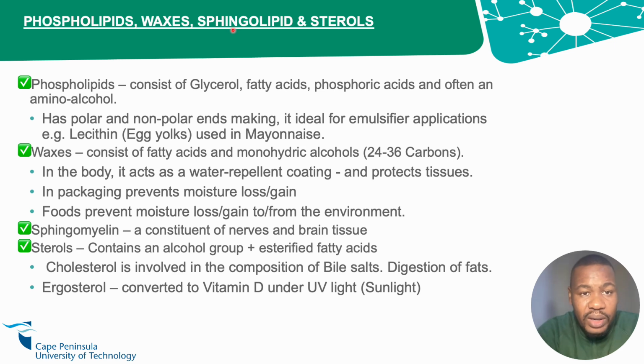The other molecule that we find is sphingomyelin. Sphingomyelin is a sphingolipid, and it is an important constituent of nerves and brain tissue. In this lipid, glycerol is replaced by a long-chain nitrogen-containing alcohol.